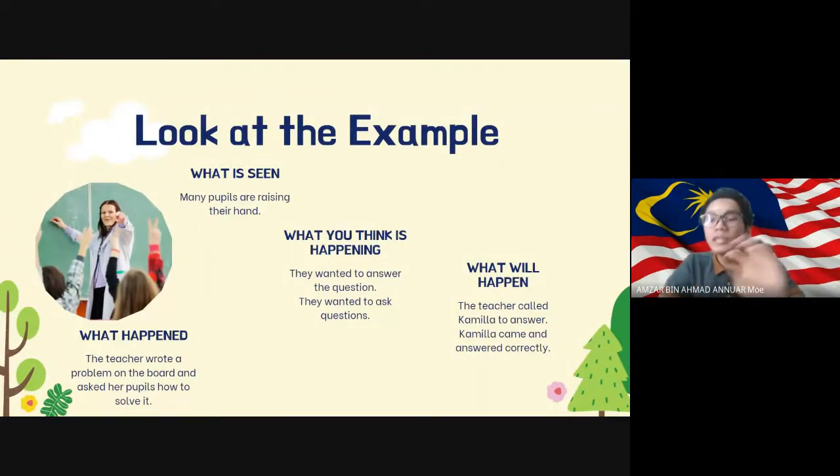Kalau dia jawab, if the person answers, what kind of answer is given? Is it the right answer? Is it the wrong answer?